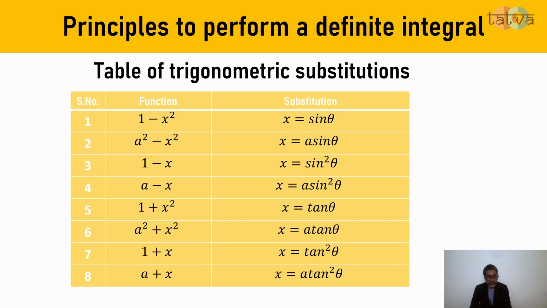Okay. When it comes to the 5th, 6th, 7th, and 8th, the tan function will be the choice. 1 plus x squared, take x is equal to tan theta, because 1 plus tan square theta becomes secant square theta. So that's a vast reduction in the size of the function. When you have a square plus x squared, use x is equal to a tan theta. When you have 1 plus x, take x is equal to tan square theta. And when you have a plus x, you take x is equal to a tan square theta.